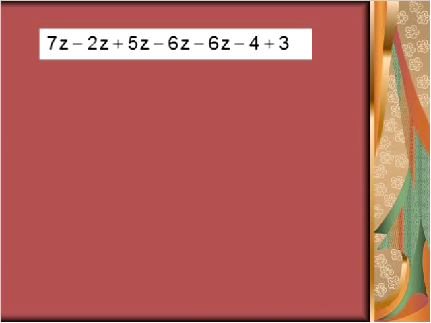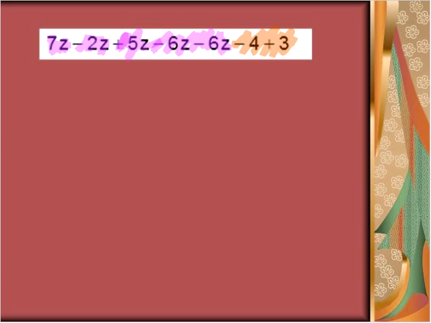Alright, next here I just need to simplify, so I'm going to look for like terms. Alright, I'm going to highlight my like terms. I have a z, and another z, and another one, and another one, and another one. These are all like terms because they all have the same variable of z. I also have two numbers at the end. We call these our constants. So minus 4 plus 3 are also like terms that I need to combine.